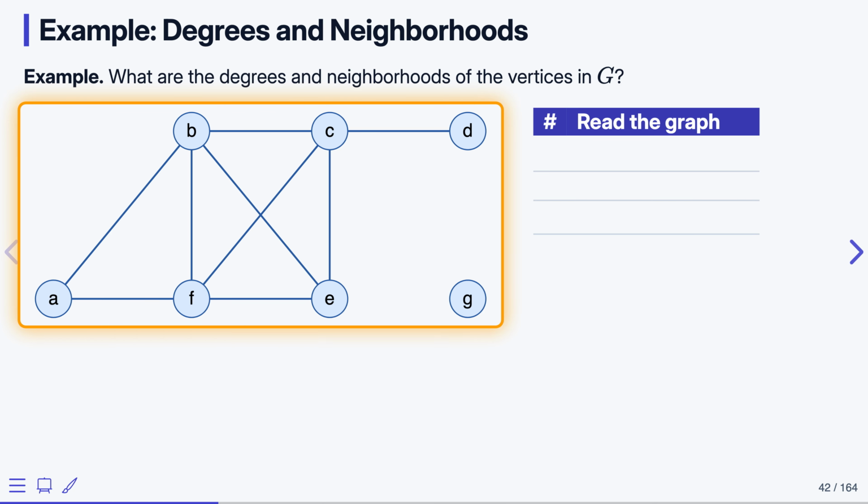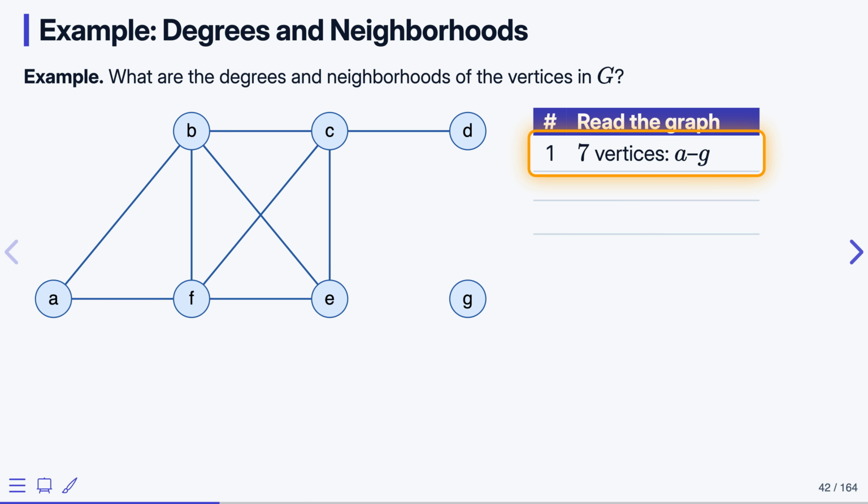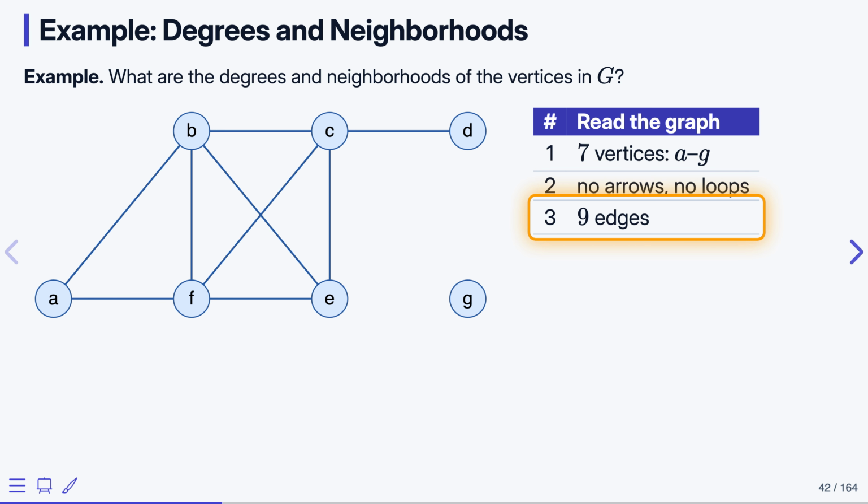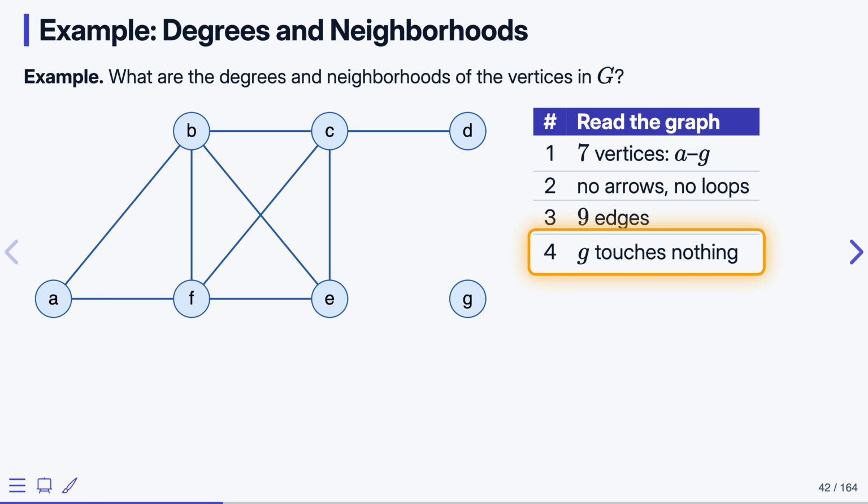Before we count anything, let's read the picture. Step 1, count the dots. There are 7, named A through G. Step 2, look at the lines. No arrows, and no line loops back to its own dot. Step 3, count the lines. There are 9: AB, AF, BC, BF, BE, CF, CE, CD, and FE. Step 4, one dot stands alone. Vertex G has no line at all. Remember that, because its degree will be 0.